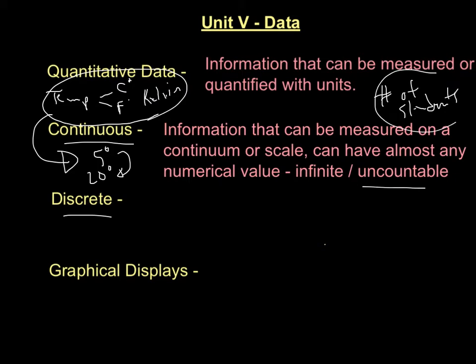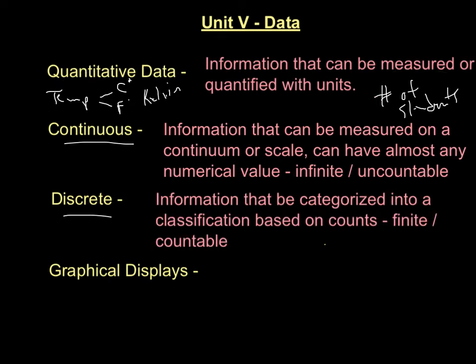Therefore, number of students in a room will be discrete. What is discrete more specifically? Information that can be categorized into a classification based on counts, and it's finite or countable. So the number of students in a room is finite. You can count how many students there are. There's 3 students, you take 1 out, there's 2 students. There wasn't anything at any given point that there was 2.5 students.